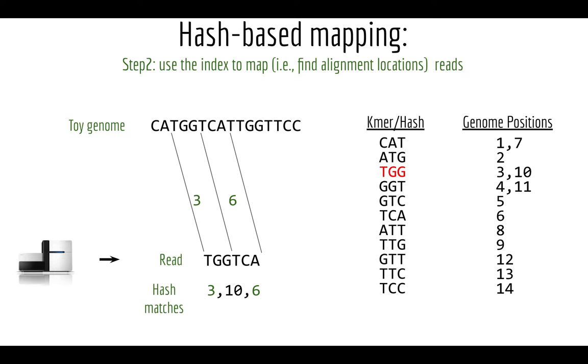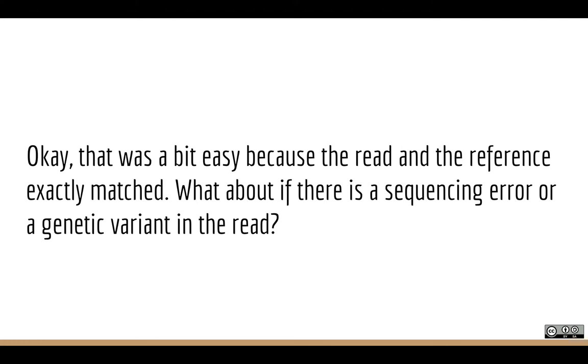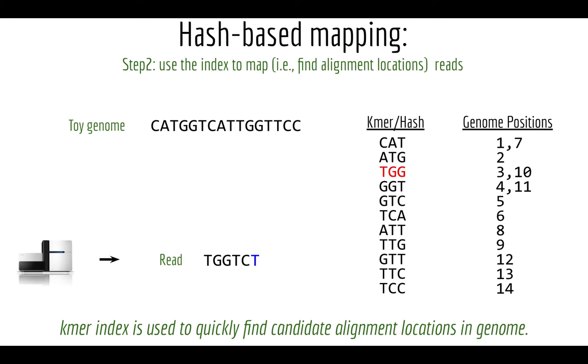So if you've never written or done anything like this, this is like the best case scenario. We don't have to do any alignment, and as I'll show you, the alignment step is really laborious. So if we can get an exact match in the reference genome with the index, it's great. We can skip that step completely. All right, so that was a bit easy because the read and the reference genome exactly matched. But as I said, there's polymorphism, there's sequencing error. So let's walk through an example where we don't get this exact match.